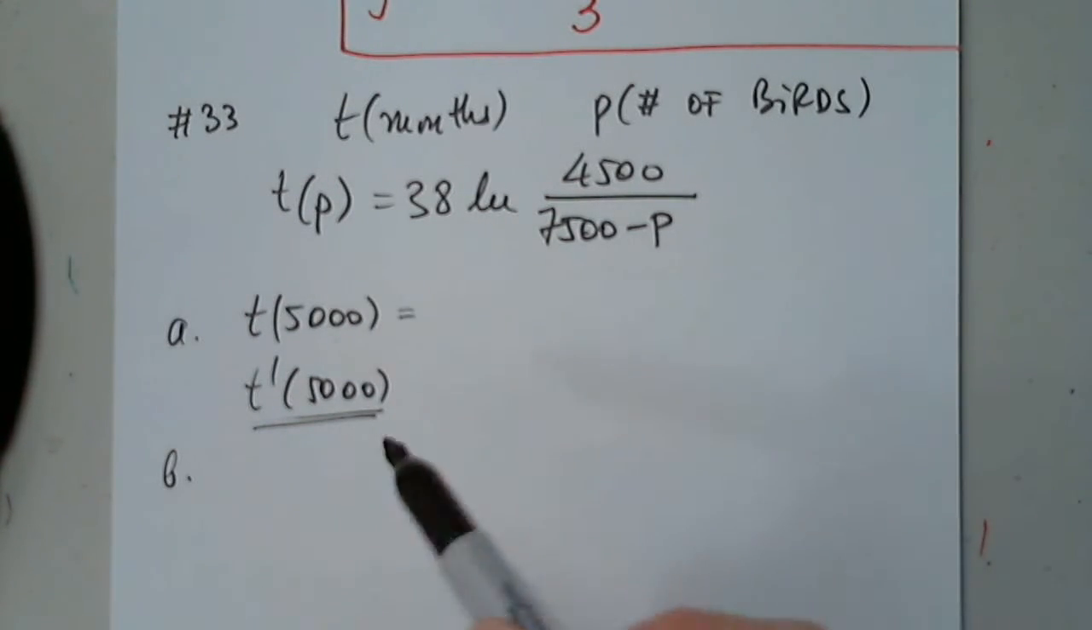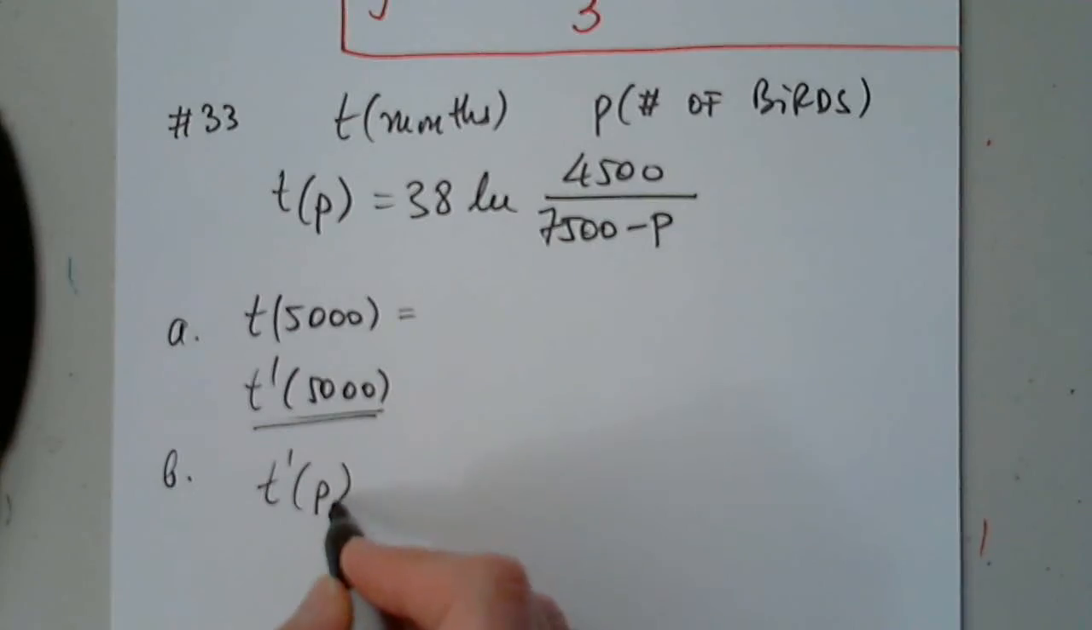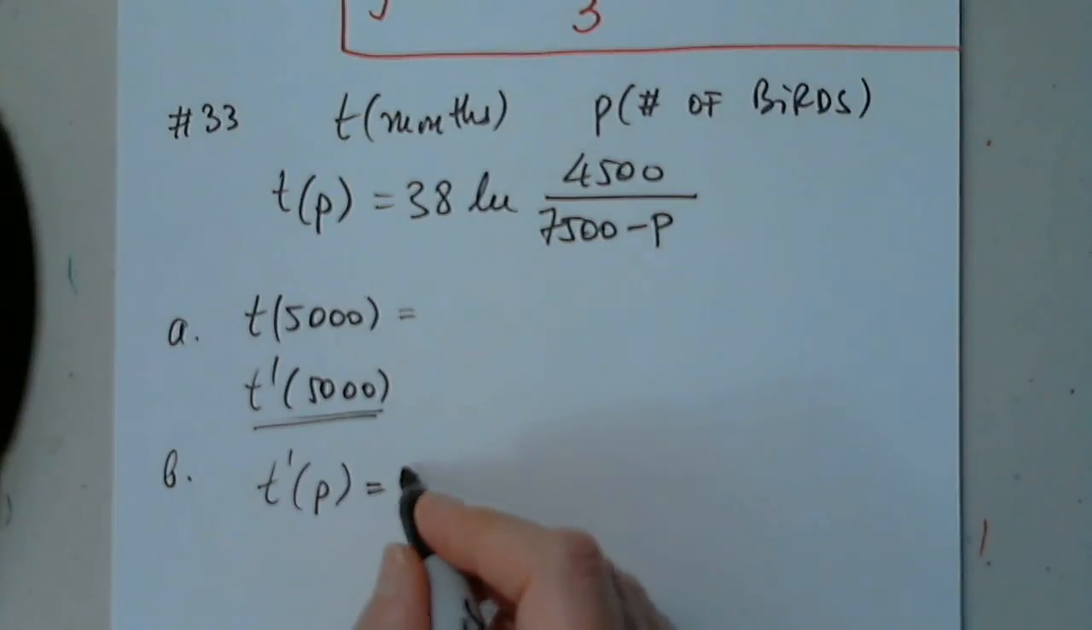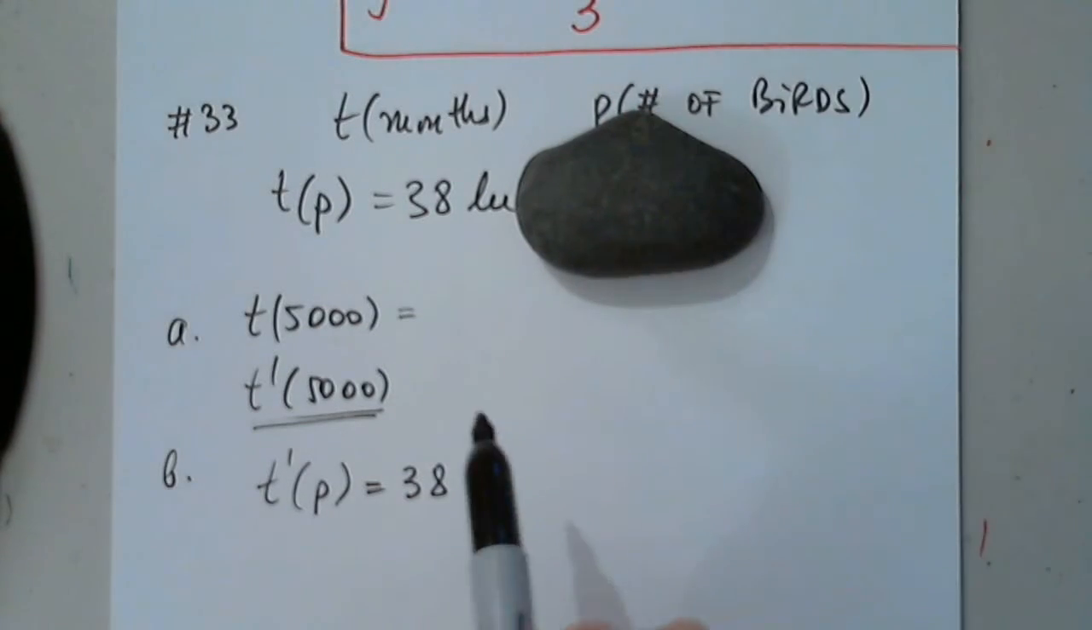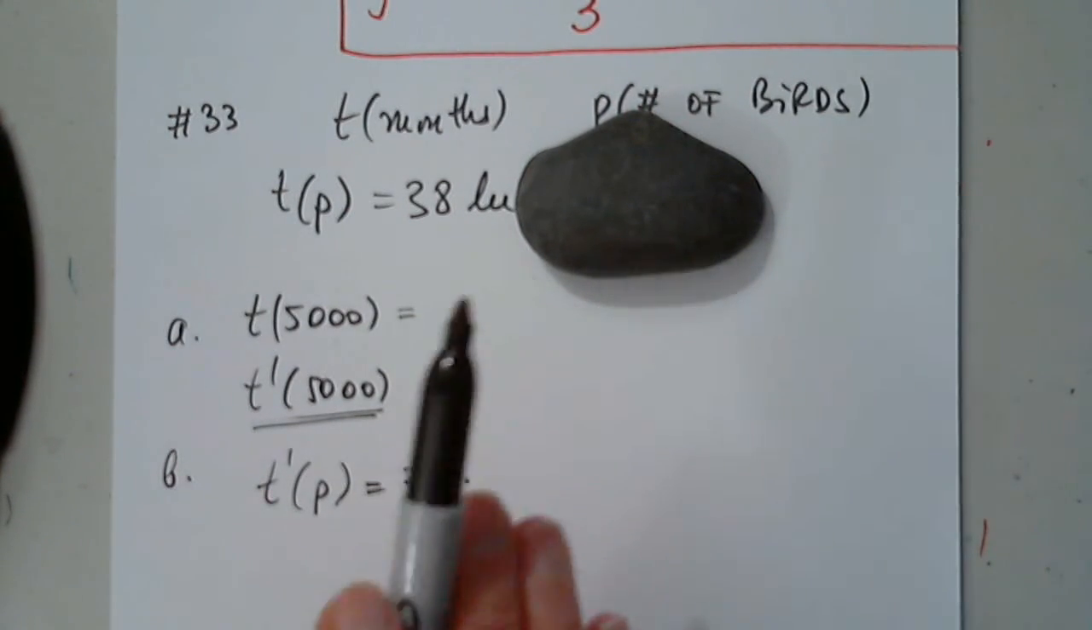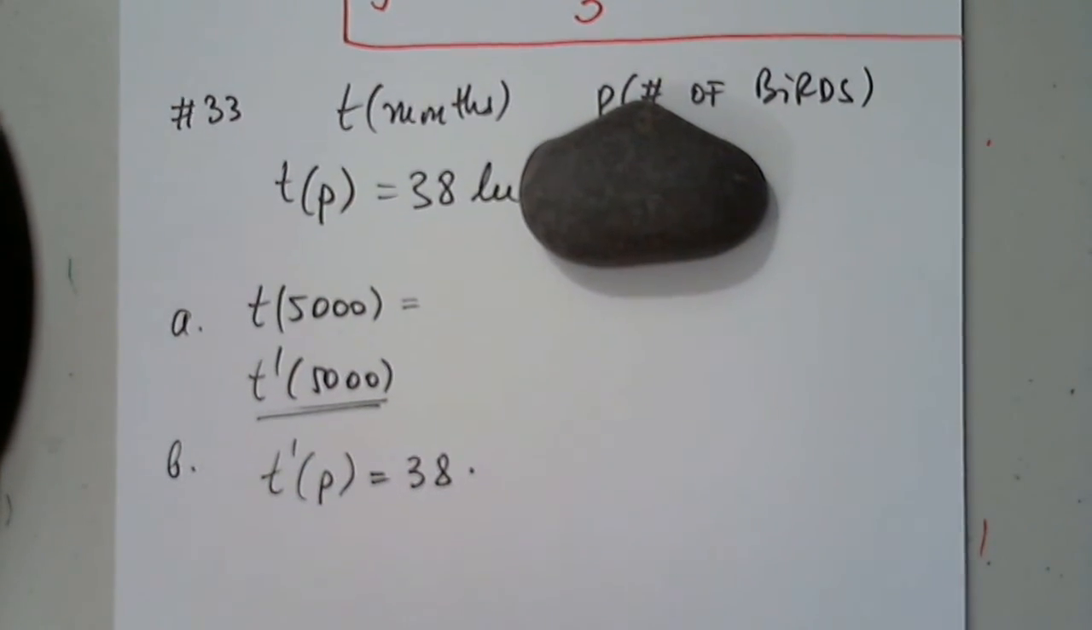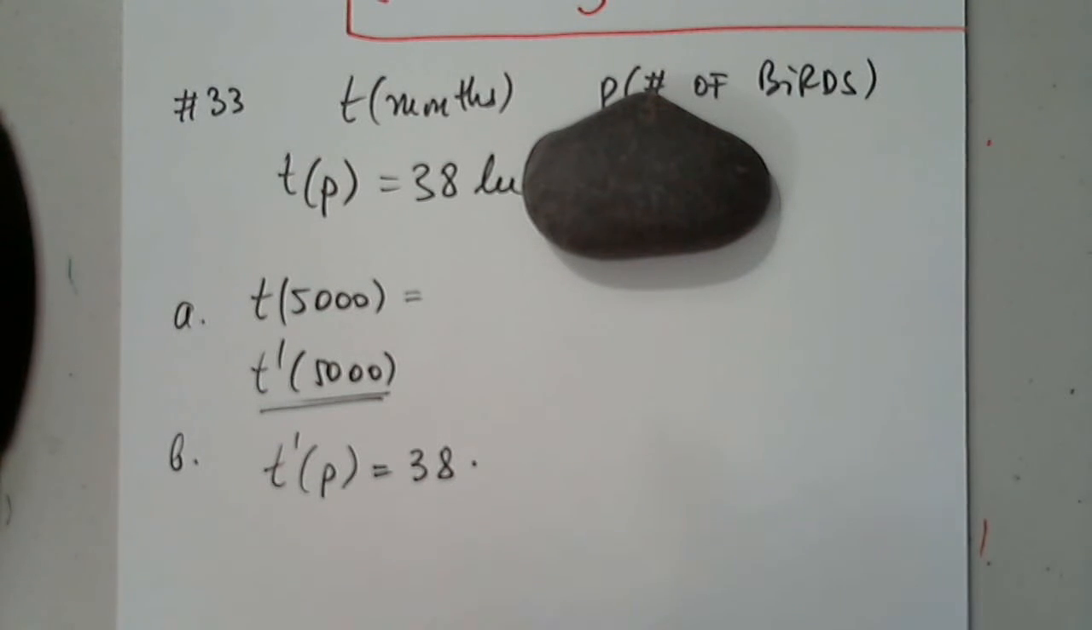So first I have to find t prime. So let's find t prime of p. The constant stays outside. Now I have natural log of a function, prime. What do I have to write first, before I even look at the function?